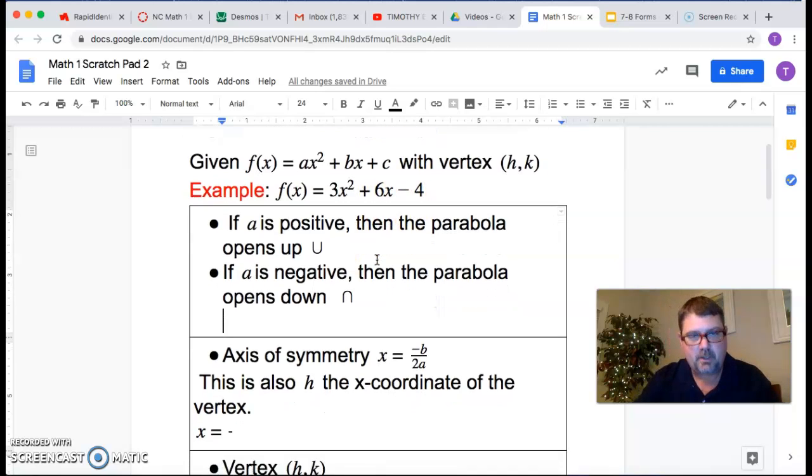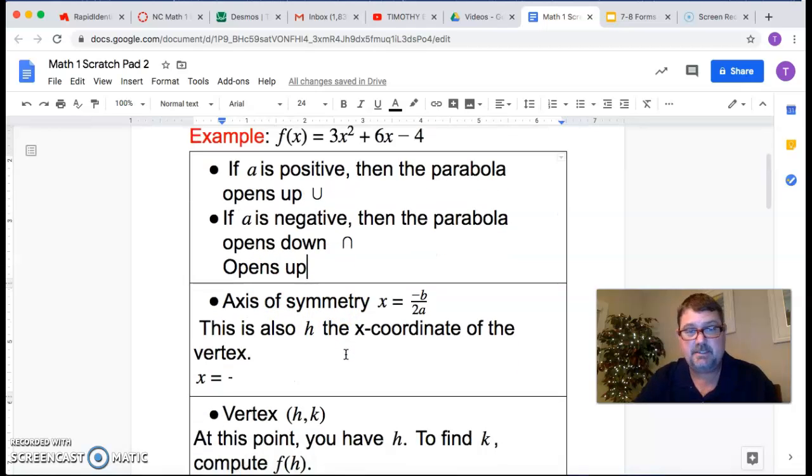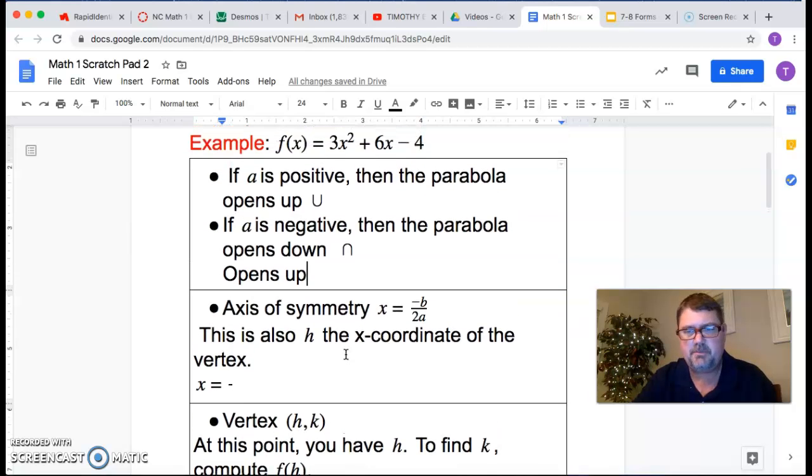If you'll recall, the value of a, or really the sign of a, tells me whether this parabola opens up or down. Since our a is 3, we're going to say this parabola opens up. It's definitely positive, so we expect this thing to be opening up. That's one of the easiest things to see, and knowing that can speed you up.